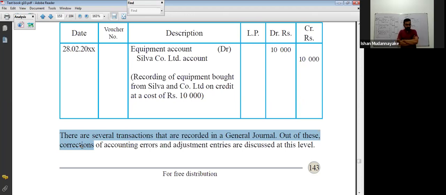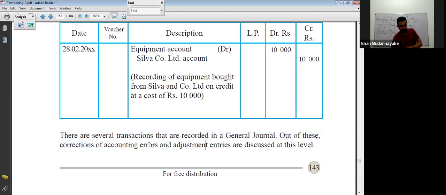There are several transactions that are recorded in the general journal. Out of these, corrections of accounting errors and adjustment entries are discussed at this level. Please highlight correction of accounting errors and adjustment entries. But purchase of fixed assets on credit basis is also discussed, not only these two. Need to highlight. That is the end of primary books.